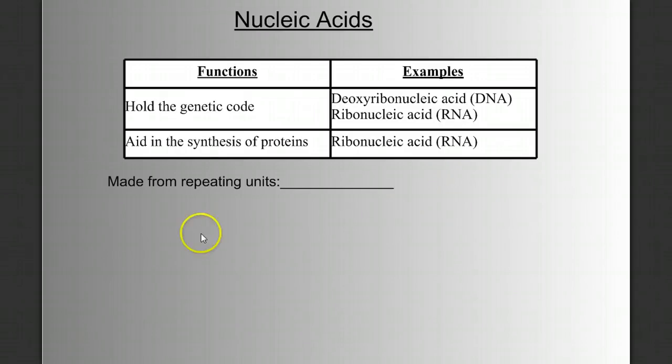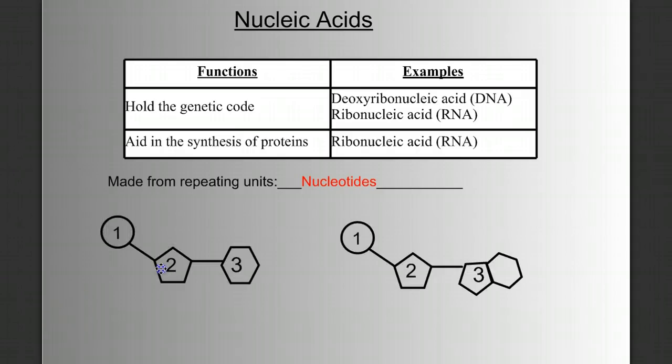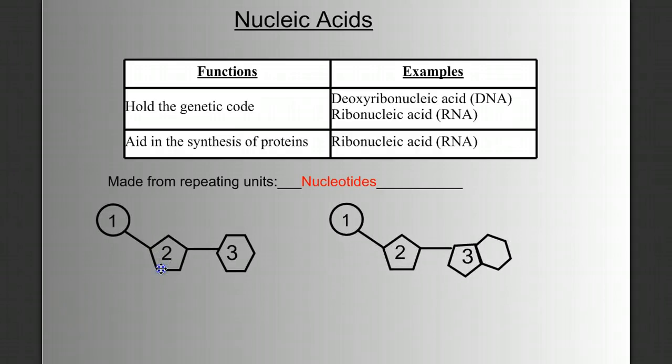Nucleic acids are made of repeating units of nucleotides. We would say that they are a polymer of nucleotides, and the individual nucleotides are the monomer units. So let's look at a single nucleotide. Here are two generic drawings of nucleotides, slightly different, but each nucleotide has three parts: a phosphate group, a sugar, and some nitrogen base.